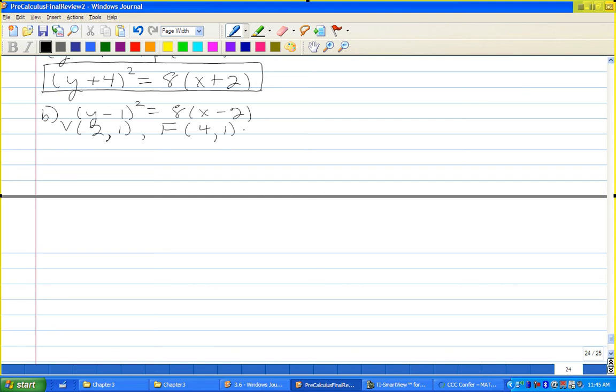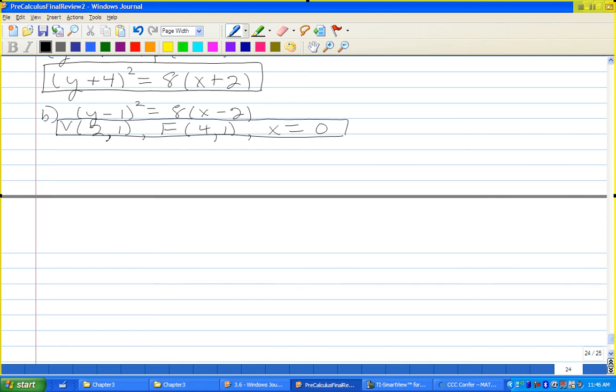And the directrix. Oh, the directrix is, again, it's going to be an x equal. And instead of going 2 in this direction, you're going to go 2 in the opposite direction from your vertex. So subtract 2. So it's x equals 0. And that is the vertex, focus, and directrix for that particular parabola.